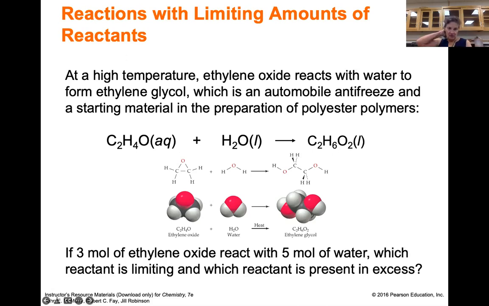And then the question we're going to ask is, if 3 moles of ethylene oxide react with 5 moles of water, which is limiting and which is present in excess? Given they're starting with moles, that's a pretty easy question. If ethylene oxide reacts 1:1 with water, and you only have 3 moles of ethylene oxide and 5 moles of water, you can immediately see that the ethylene oxide is limiting, and we're going to have 2 moles of water left over.